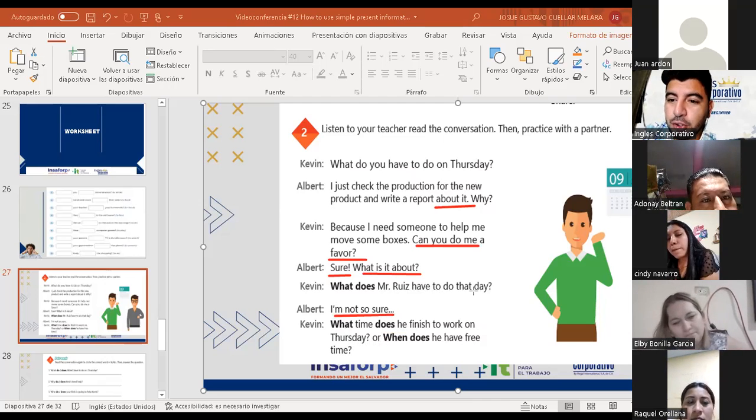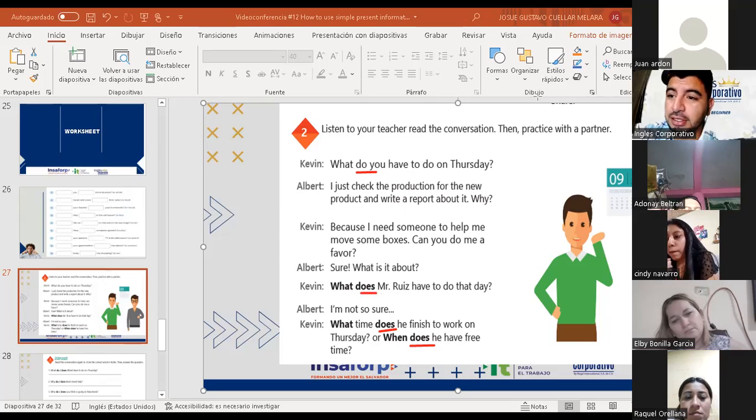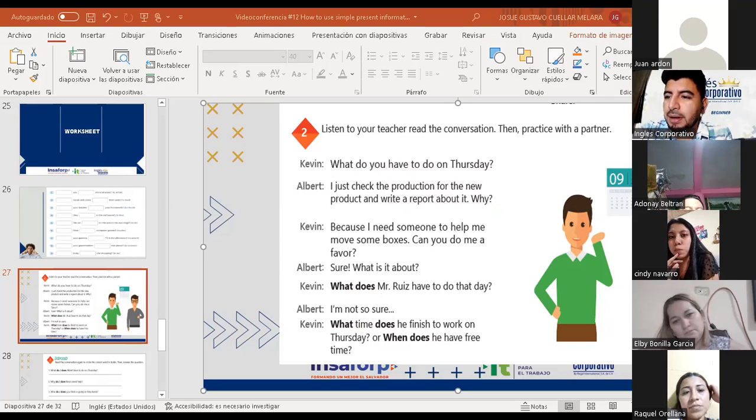Si se dan cuenta, if you notice, here we have two does for questions. Okay, entonces sí están haciendo preguntas. Pero la palabra principal es que utiliza what. What. Y aquí solo utiliza when. Pero la mayoría. Ah, y aquí también que utiliza why. Okay. So, ya que tenemos esto, vamos a practicar esto.